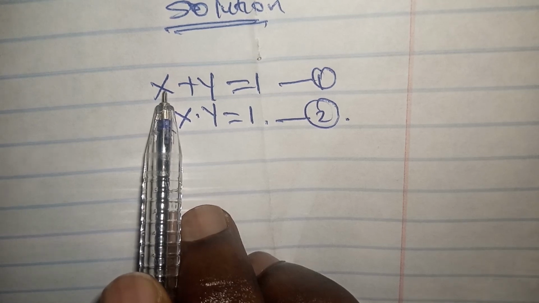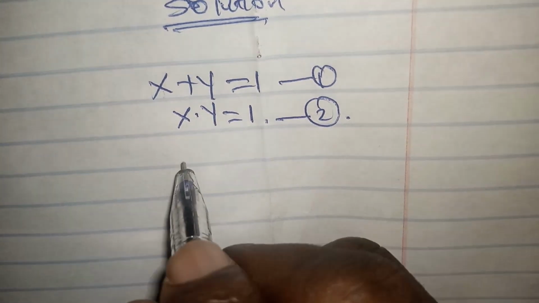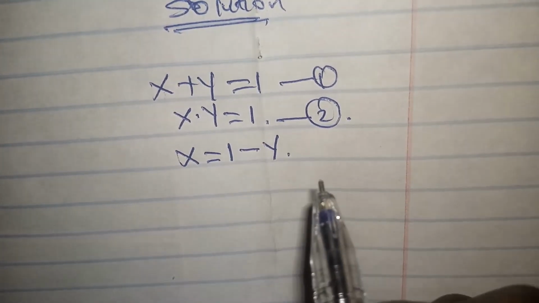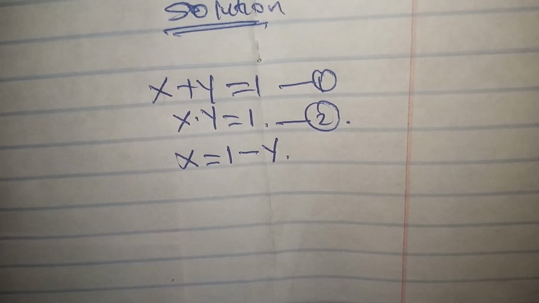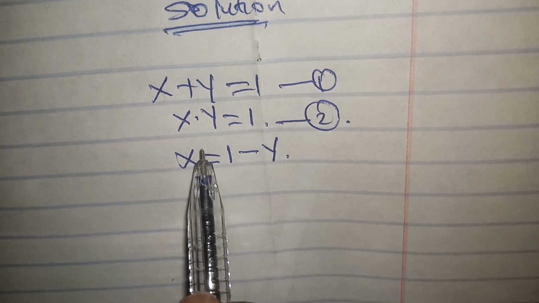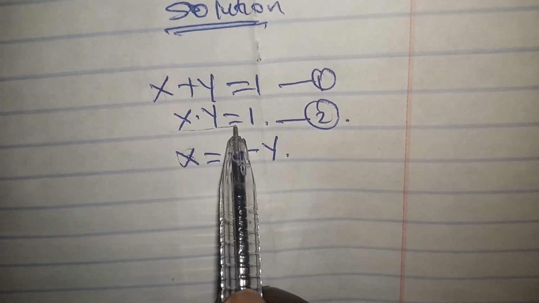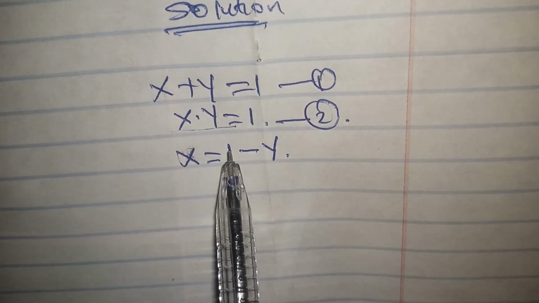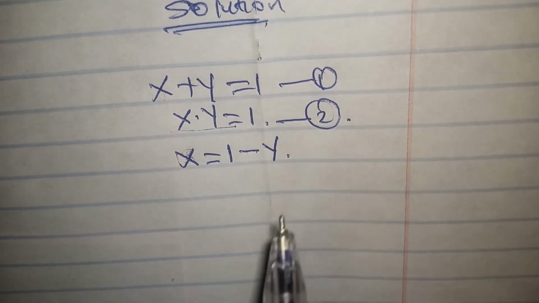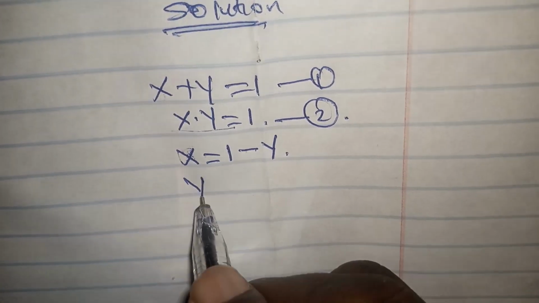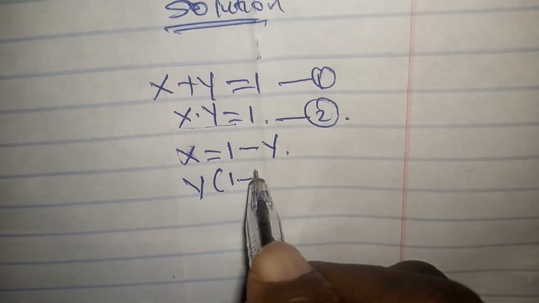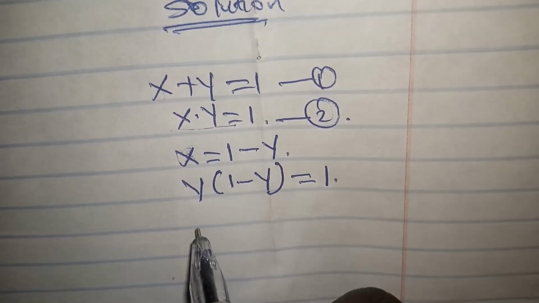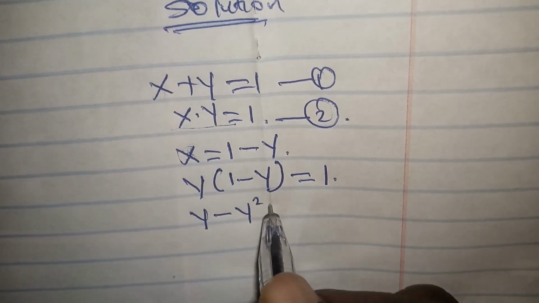in equation 1. If we make x the subject at equation 1, we have x equals 1 minus y. At this junction, what are we going to do? We are going to substitute this value of x into equation 2. Wherever you see x, we put 1 minus y. So we have y times (1 minus y) equals 1. If we open the brackets, we have y minus y squared equals 1.